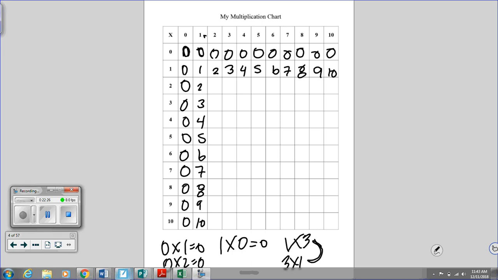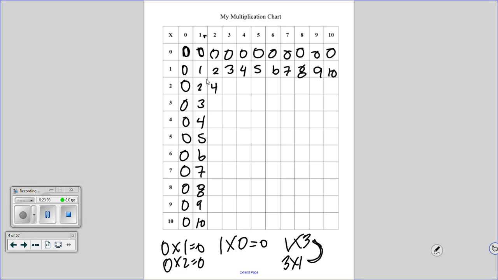2 times 0 is what? 0. Hey, we already have that filled out. 2 times 1 is what? 2. Yikes. 2 times 1 is 2. If you're making extra noise, that's not helpful. Hey, we already have that filled out. 2 times 2 is what, Lindley? 4.